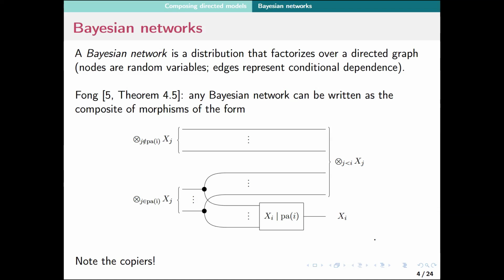Brendan Fong, in his master's thesis, showed that any Bayesian network can be written as a composite of certain morphisms of this form, where you've got a lot of wires which represent uninvolved random variables, and some things which represent parents of your random variable in your graph structure, and you feed in the parents, and you do your conditional dependence thing, and you keep around its output, and you keep the whole structure around. But the key part is that you keep the whole structure around, right? You keep the copies of the inputs, and you keep around all the preceding inputs.